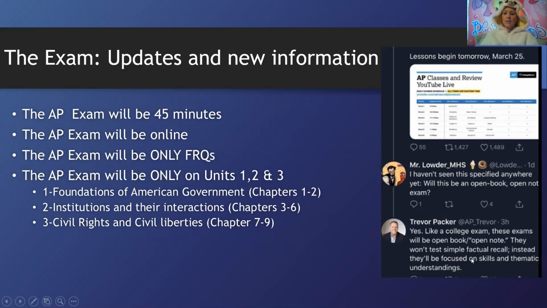They won't test simple factual recall. So those easy questions, like easy multiple choice, that's not going to happen. It's all FRQ based. Instead, they'll be focused on skills and thematic understandings, okay? So hopefully April 3rd, they're going to give us some more information about that, and I can hit you guys up and let you know what's going on.